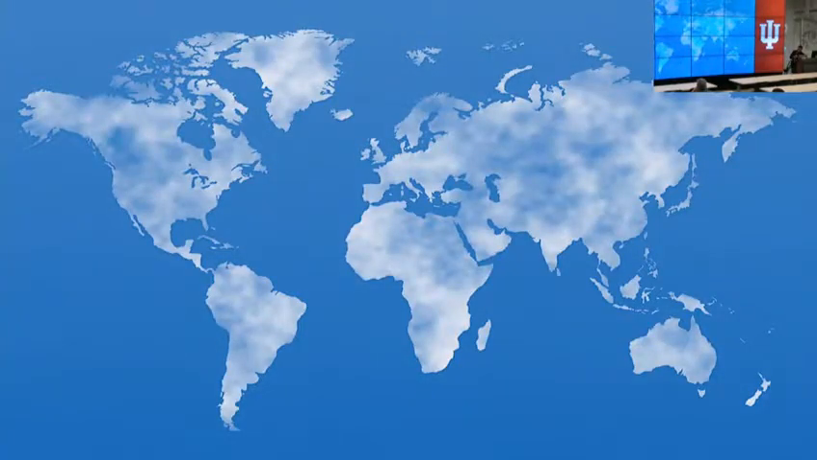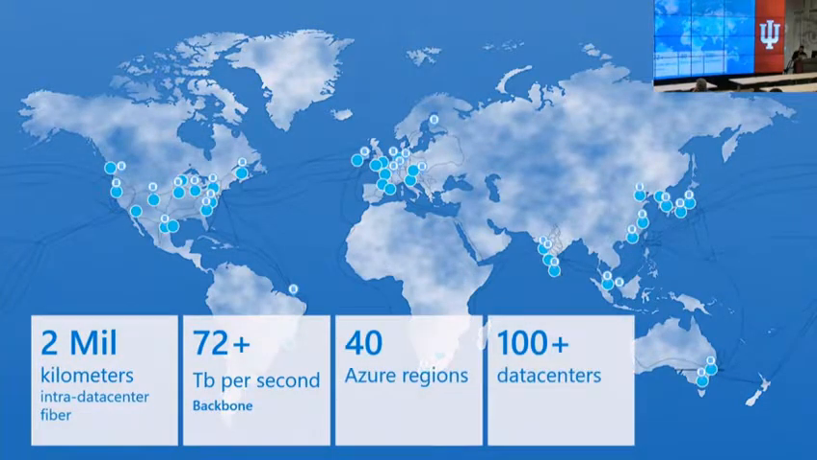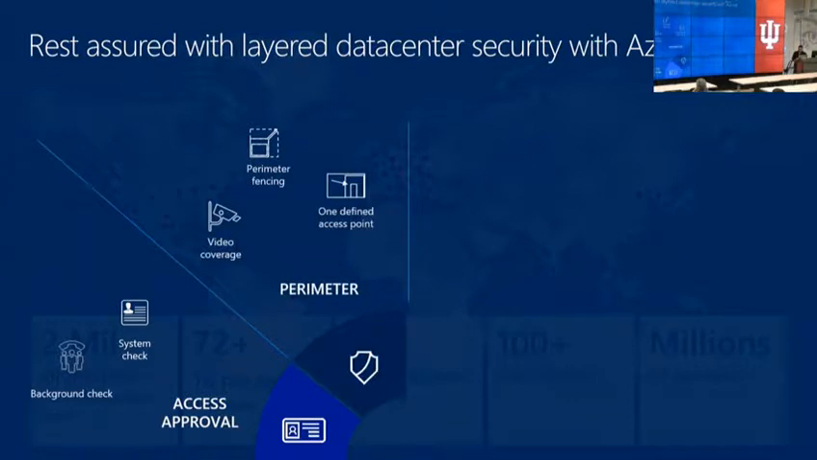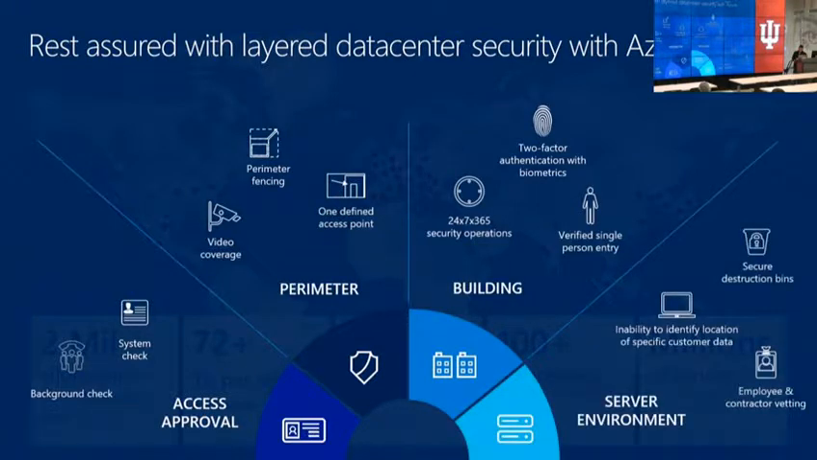And just some highlights of our reach across our data centers. We have over 2 million kilometers of data center fiber, 72 terabytes per second backbone, 40 plus Azure regions, and over 100 data centers. Again, we take a layered approach to security, from access approval, background checks, system checks to access our data centers, to video coverage in the perimeter, to two-factor authentication, 24/7 security operations, and our server environment, having access for employees to be able to log in with secure instruction bins.